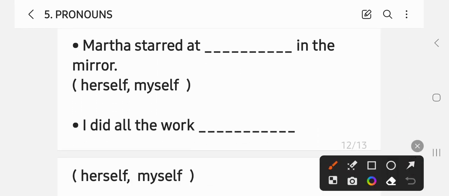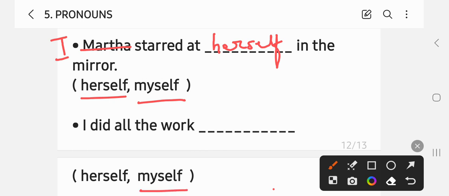Martha stared at dash in the mirror. Herself, myself. The correct answer is herself. If instead of Martha it had been I, then I could have said myself. But since here it is Martha, the name of another person, we have written herself. I did all the work dash. Herself, myself. Now here we will use myself. The correct answer is myself because here we have used the pronoun I.